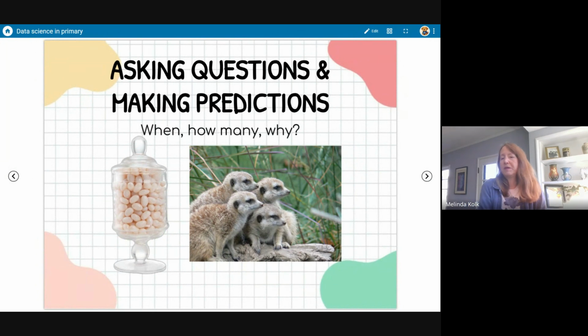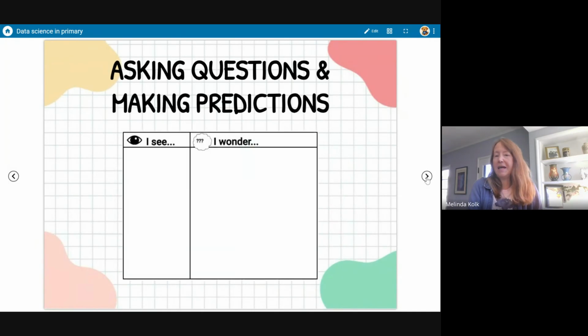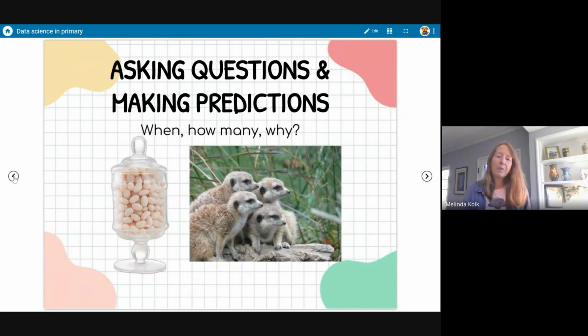We might do something like that with a photograph. In this case, I can look at that meerkat. I know that they're meerkats. My students might not, and I might want to do something like an I see, I wonder sort of worksheet. And I've uploaded one of these to the conference site if you want to print it out and use that with your kids. But again, not everybody can write with that.